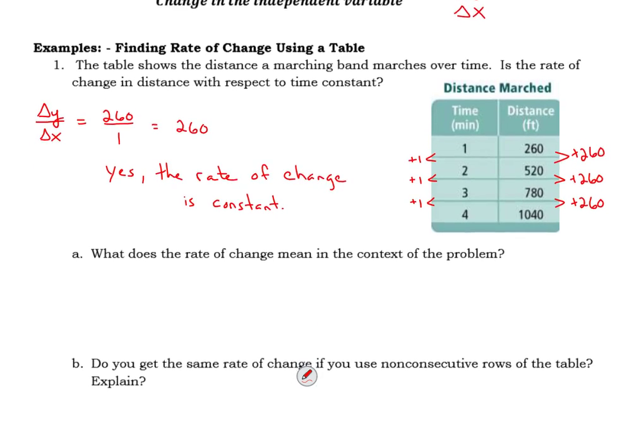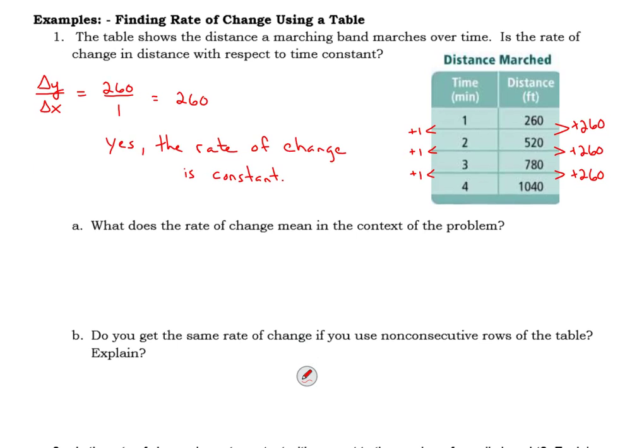Okay, part A, what does the rate of change mean in the context of the problem? Now, this is what you're going to see quite a lot this year. Last year, you used to just find the rate of change and you would be done. But now we have to find it in the context of the problem, meaning that we have to use words like minutes and feet, or time and distance, in our explanation.